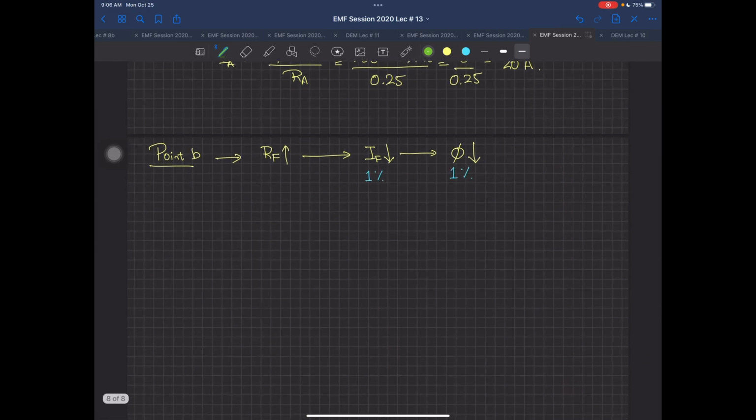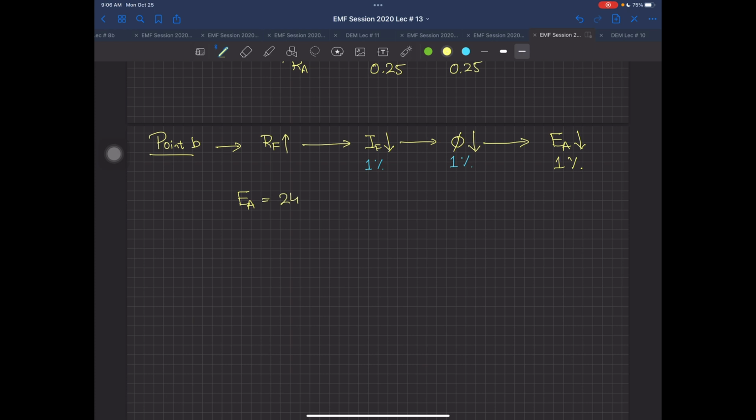Now going back over there, what this means is that a 1% decrease in flux is going to produce a 1% decrease in EA, assuming we are in the linear region. What was your previous EA? Your previous EA, which has been given to us, is 245 volts. But when we decrease it, I am going to call it EA dash. So I am going to have 245 minus 1% of 245. There is a 1% decrease over there. So 245 minus that value comes out to be 242.55 volts.